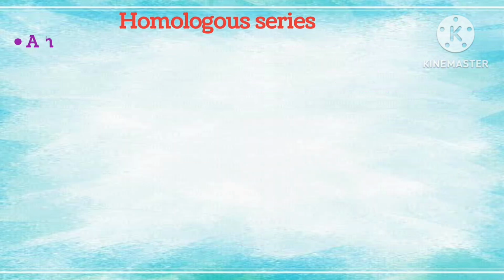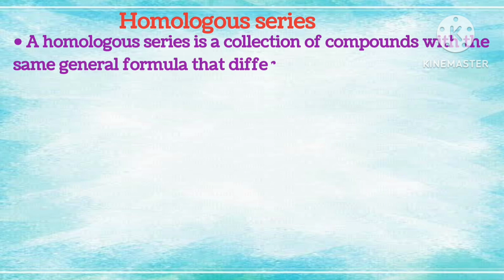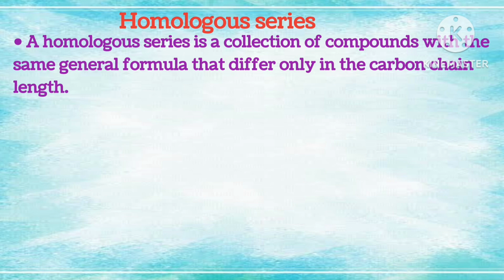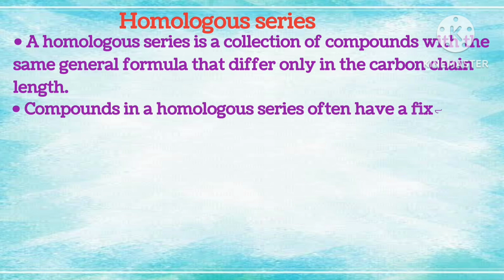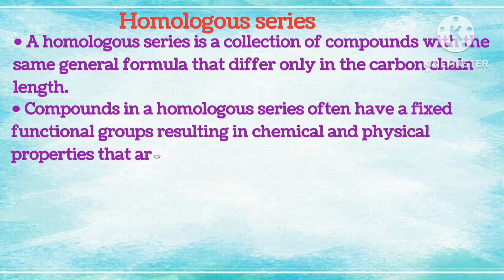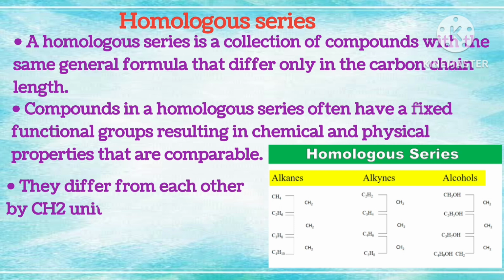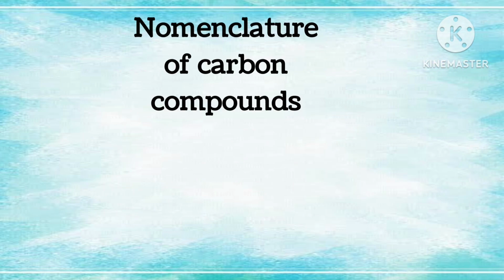Homologous series. A homologous series is a collection of compounds with the same general formula that differ only in carbon chain length. Compounds in a homologous series often have a fixed functional group, resulting in chemical and physical properties that are comparable. So as you can see in this picture, alkane, alkyne, alcohol, they all differ from each other by CH2 units.